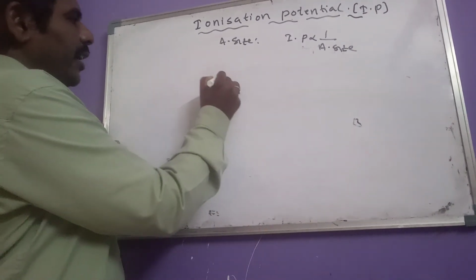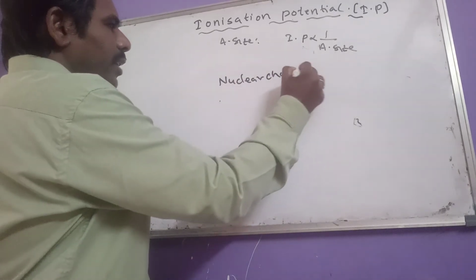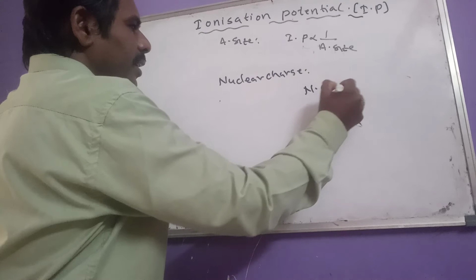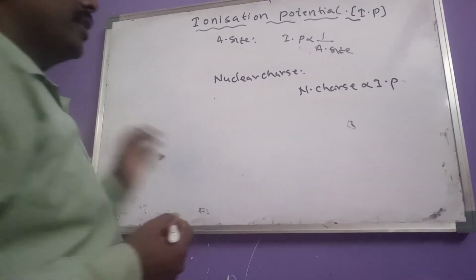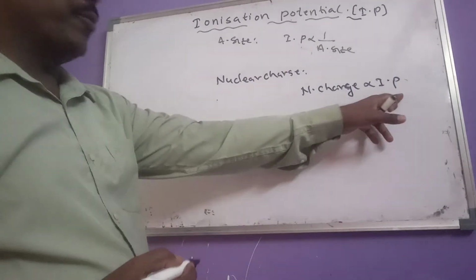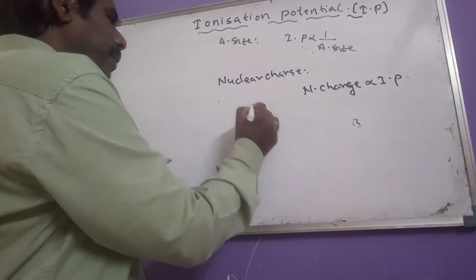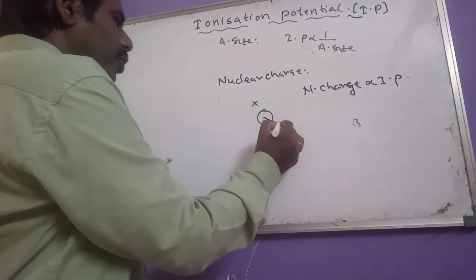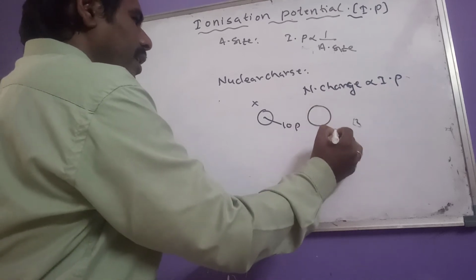And the second factor is nuclear charge. As nuclear charge increases, ionization potential also increases. That means nuclear charge is directly proportional to ionization potential. So for example, let it be the X atom. In the nucleus 10 protons are present. Let it be the Y atom.